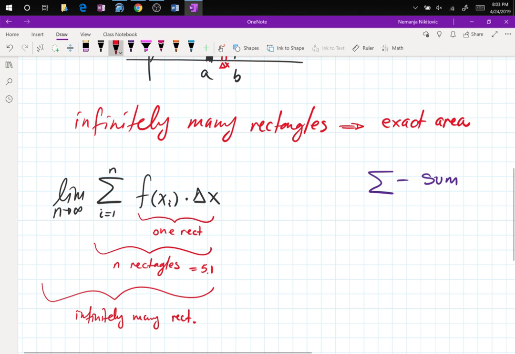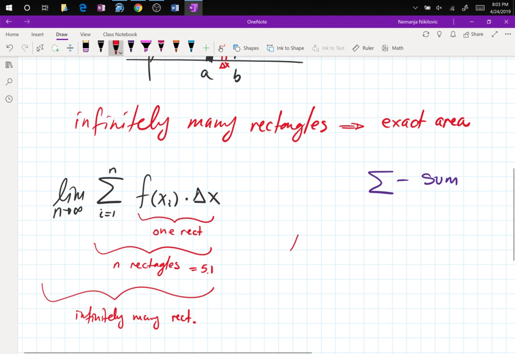But the sum had a finite amount. This n is a finite amount. It's a 6, or it's a 10, or it's 100, or a million. It's finite. And then what I do is I send that n to infinity to include infinitely many rectangles.